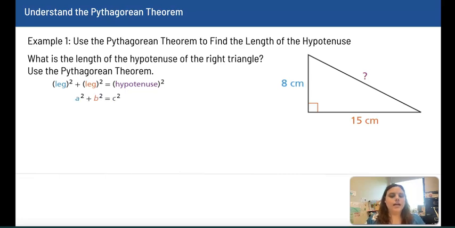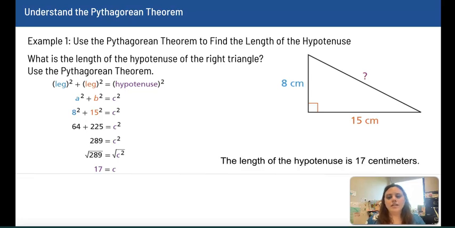So I can fill in the pieces I know. We'll use 8 for A and 15 for B. 8 squared plus 15 squared. We'll square those two numbers to get 64 and 225. Add together 64 plus 225 is 289. Now, you might not always be able to think of what number times itself gives me this, but you can find and calculate the square root using your calculator. If you're not sure how to do that, please come and ask. But we will find the square root of both sides to get that C, or the hypotenuse, is 17. So here the length of the hypotenuse is 17 centimeters as our final answer.